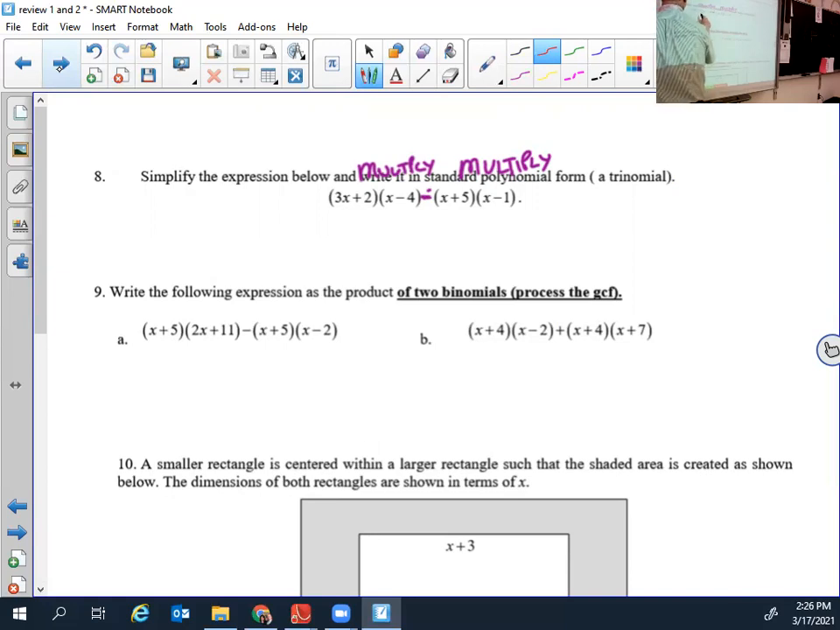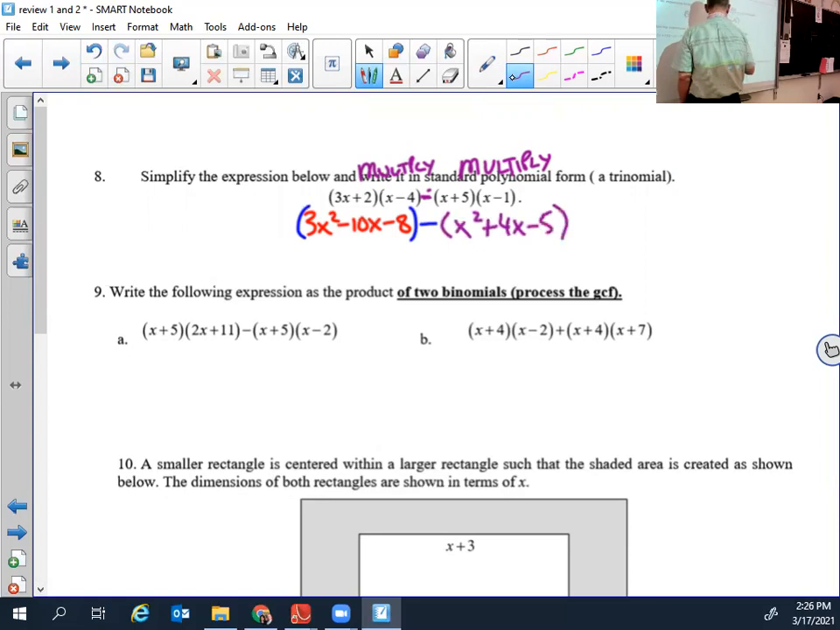I got 3x times x is going to be 3x squared. Then I have a minus 12 and a plus 2, so that's going to give me a minus 10x. And then I have a 2 times negative 4 gives me a minus 8. And then I'll put some parentheses around that, put my minus sign on, and doing the sum and difference, I'm going to have x squared plus 4x minus 5. Then I multiply through by -1. Not a lot of space here, but I get negative x squared minus 4x plus 5.